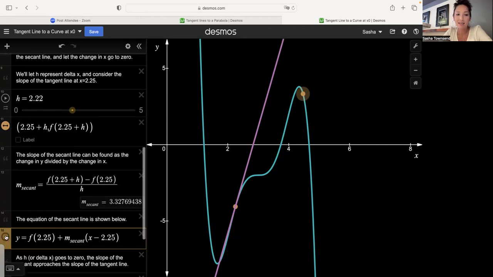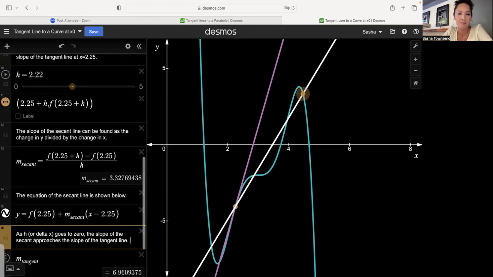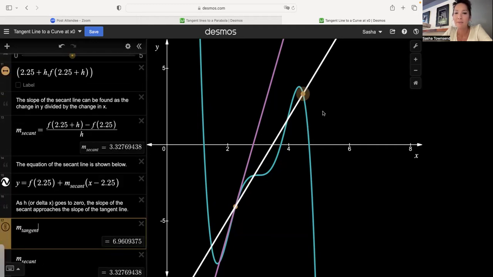The equation of the secant line is just the same as the equation of the tangent line, but rather than using the slope of the tangent, which came from the derivative at 2.25, we use this slope. So we have the original y value plus the change in y over change in x times the change in x. And that gives us this graph. Now, again, we already know the slope of the tangent line is about 6.96, and the slope of the secant is 3.32. So now we can think about what happens as delta x goes to 0, which is saying that h goes to 0.